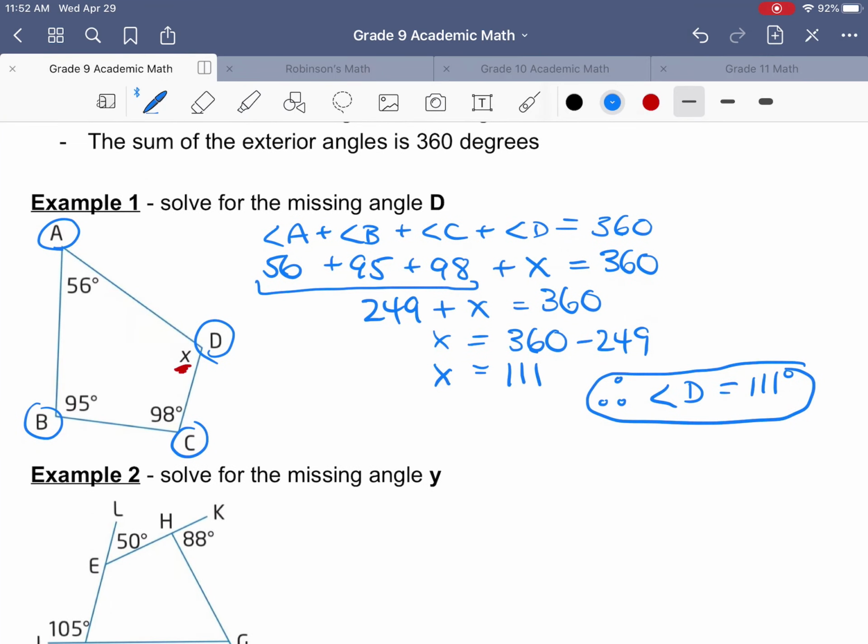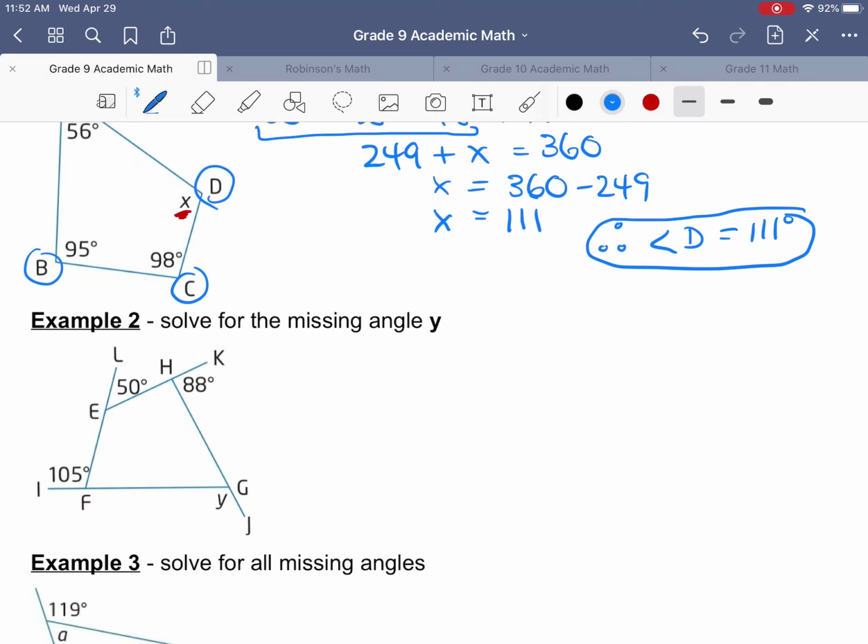In example 2, we're going to use a different property of quadrilaterals, that the exterior angles all add up to 360 degrees. So our exterior angles are indicated right here. We have 50, 88, and 105, and then we are missing this one right here, which is being called Y. So we know that the sum needs to be 360 degrees.